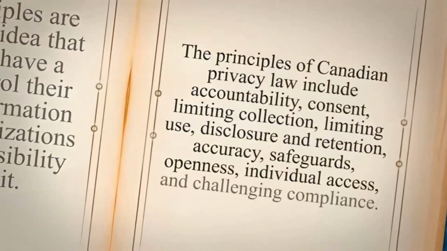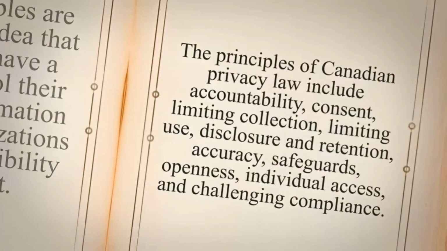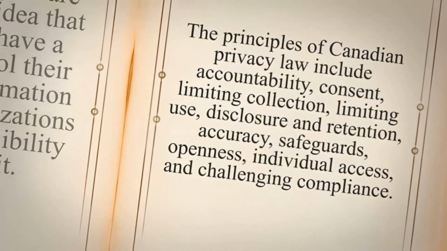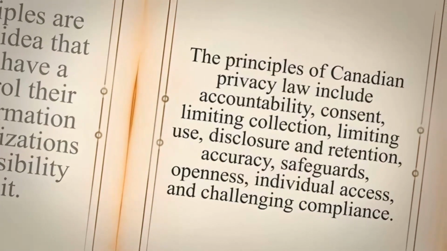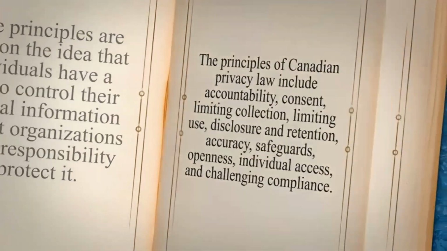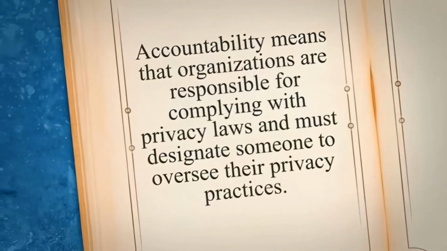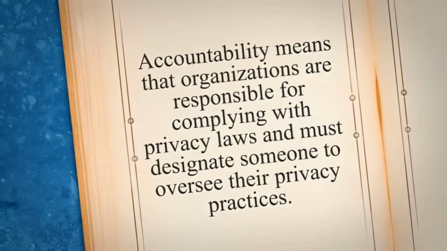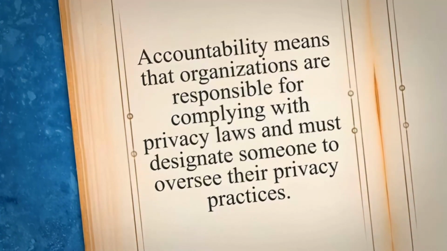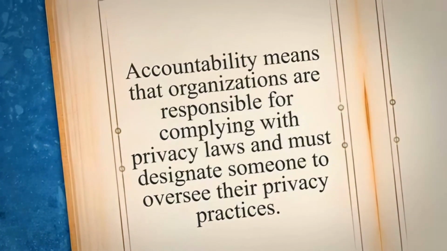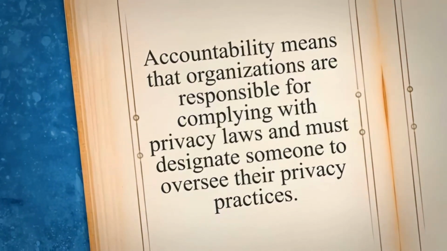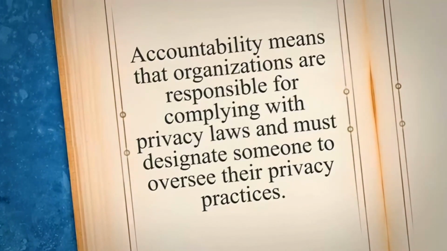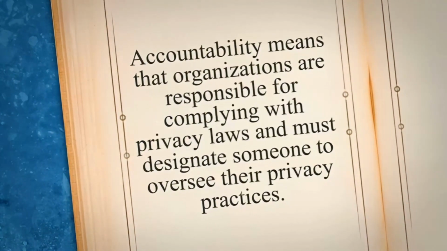The principles of Canadian privacy law include accountability, consent, limiting collection, limiting use, disclosure and retention, accuracy, safeguards, openness, individual access, and challenging compliance. Accountability means that organizations are responsible for complying with privacy laws and must designate someone to oversee their privacy practices. Consent requires that individuals give explicit permission for their personal information to be collected, used, or disclosed. Limiting collection means that organizations should only collect the information necessary for their purposes.